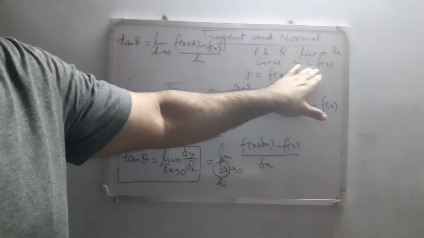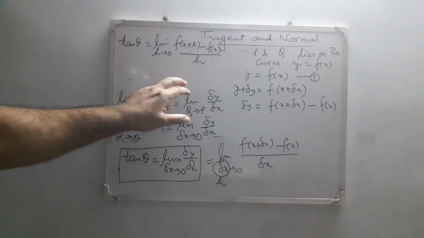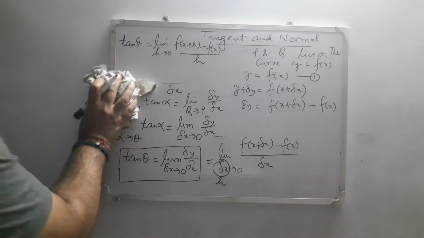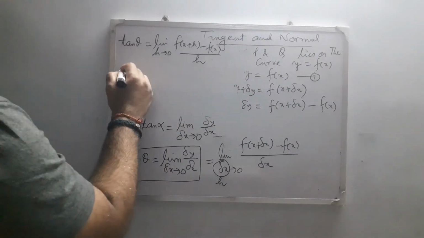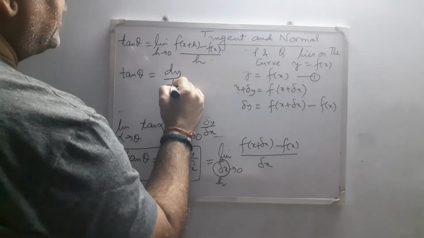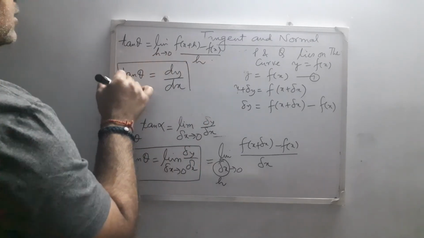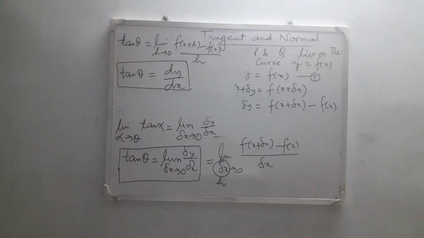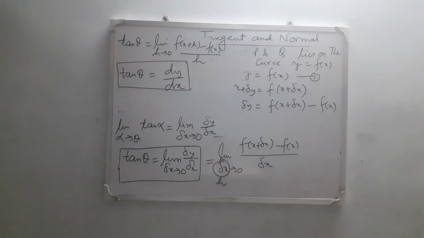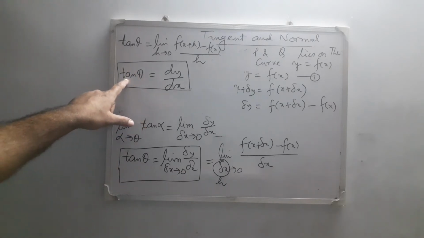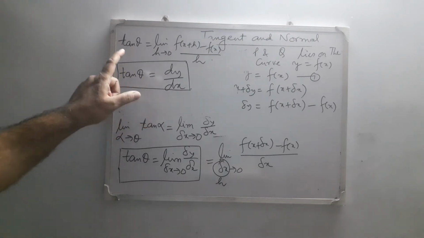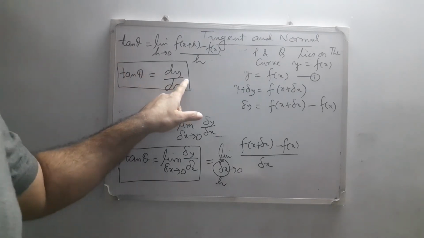If y is equal to f(x), then its first principle definition, that is dy by dx, is this one. You have learned in class 11. So what is tan theta? Tan theta is nothing but dy by dx, for the curve y is equal to f(x). And theta is the inclination of tangent with x-axis. Now this inclination, if we take tan theta, then this represents the slope of tangent, and the slope of tangent is nothing but dy by dx.